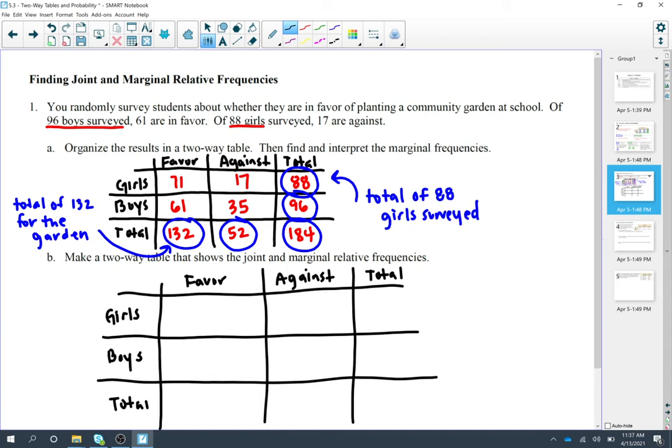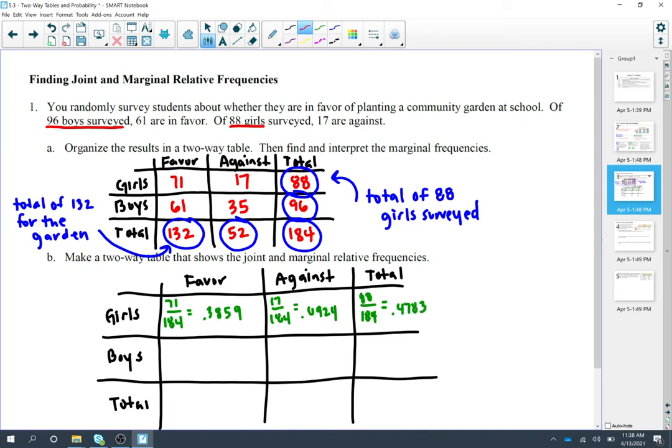Now, if we're showing joint and marginal relative frequencies, this is where we start using some of our probabilities. So girls who are in favor, there are 71, but that is 71 out of 184 total, which if we write this roughly as a decimal, I'm going to use 4 decimal places here, 0.3859. Girls against, well, there's 17 out of 184, 0.0924. And then we could do the same thing with our totals. So our total, we had 88 out of 184, which is roughly 0.4783.